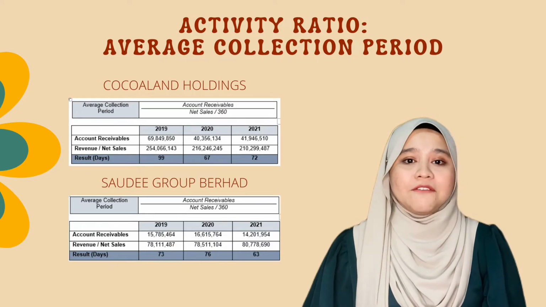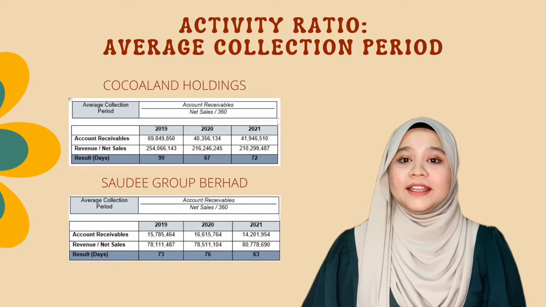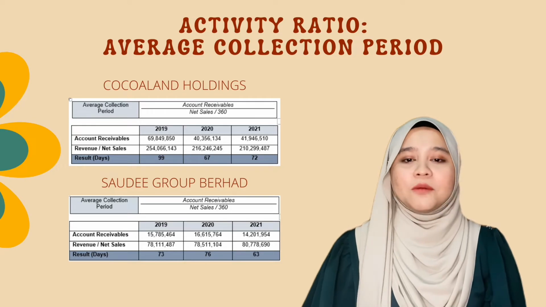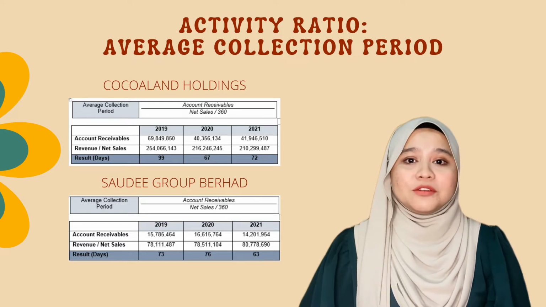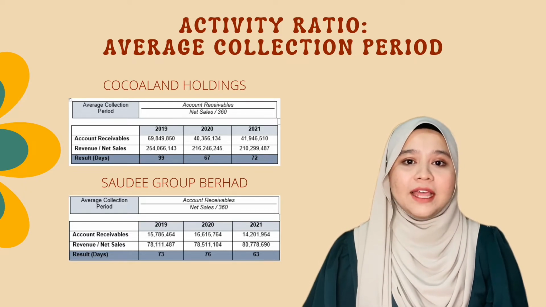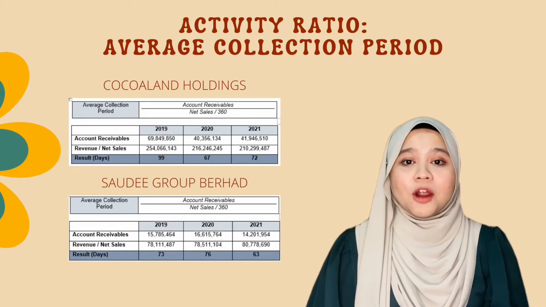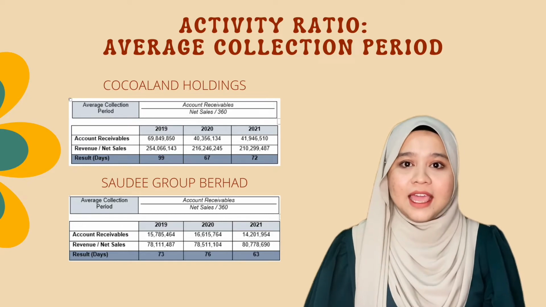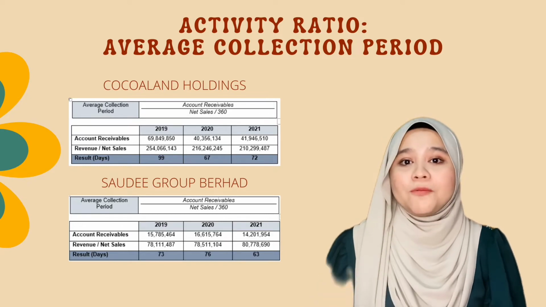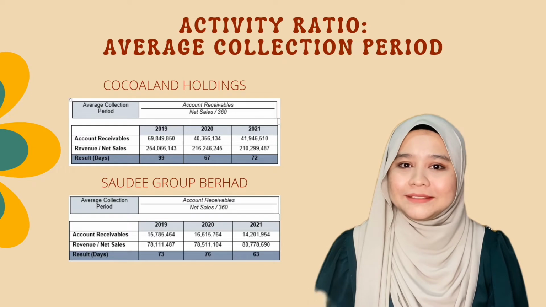Next, Coqualand's average collection period reduced from 99 days to 67 days from 2019 to 2020 and increased back in 2021 with 72 days, compared to Saudi Group, whose average collection period decreased from 2020 until 2021, dropping from 76 days to 63 days. This indicates that Saudi Group earns profit more quickly than Coqualand.